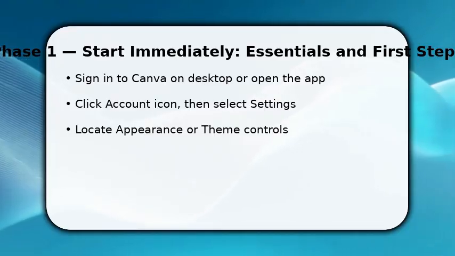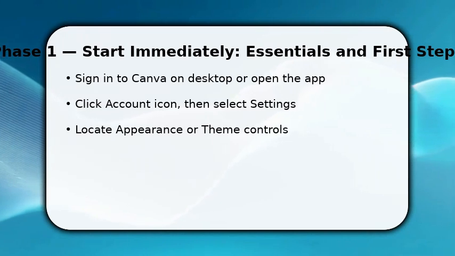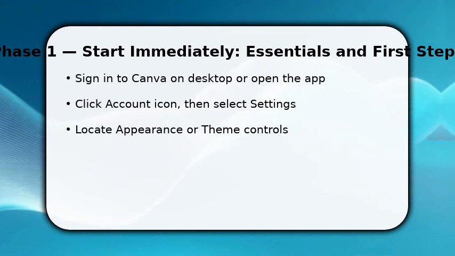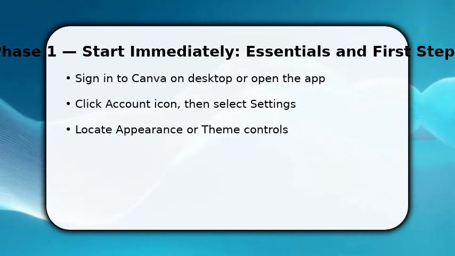You start in Canva with an active account. Sign in if needed. Once logged in, click your profile icon at top right, then choose Settings from the menu. You do this because theme controls live in Appearance, so open that panel next.